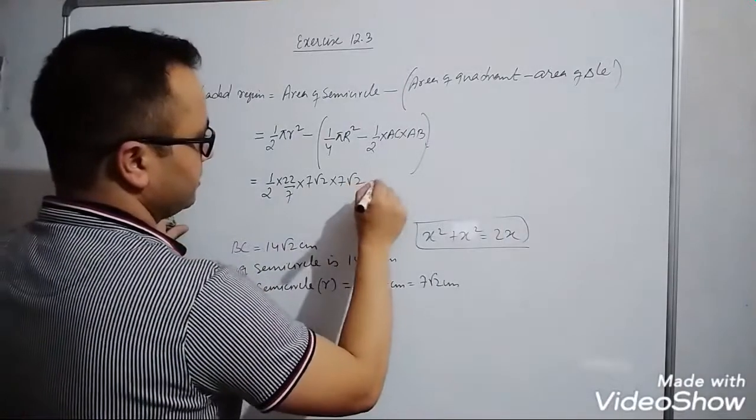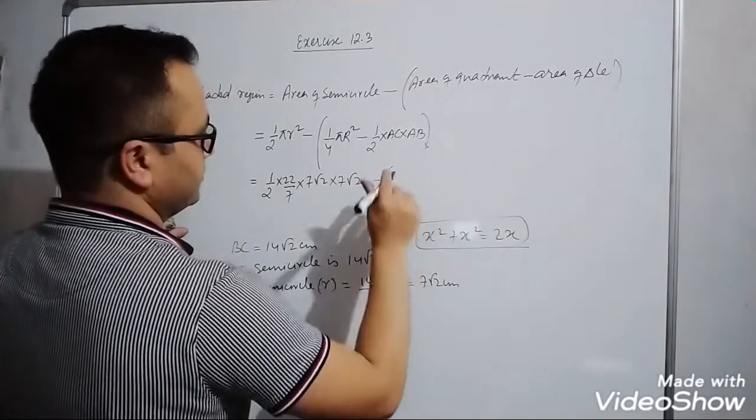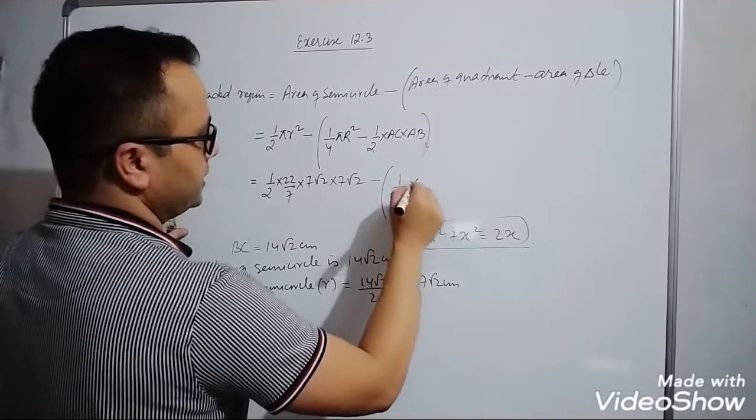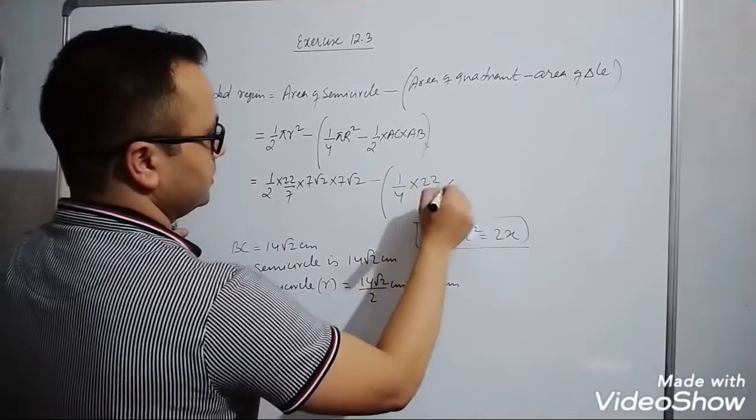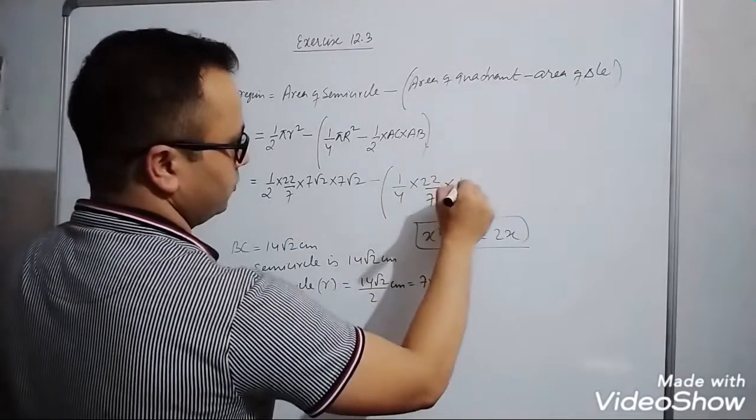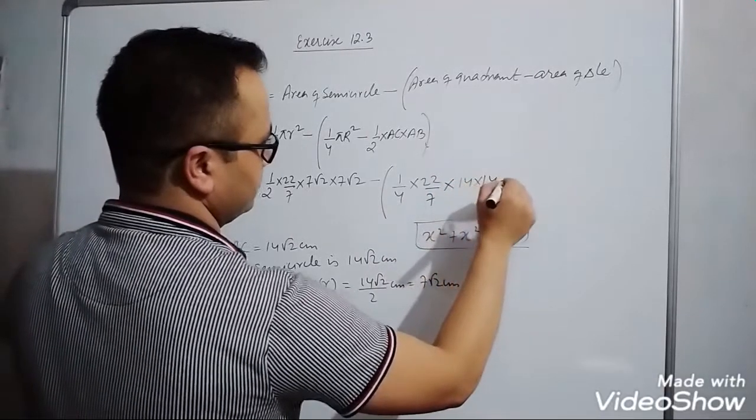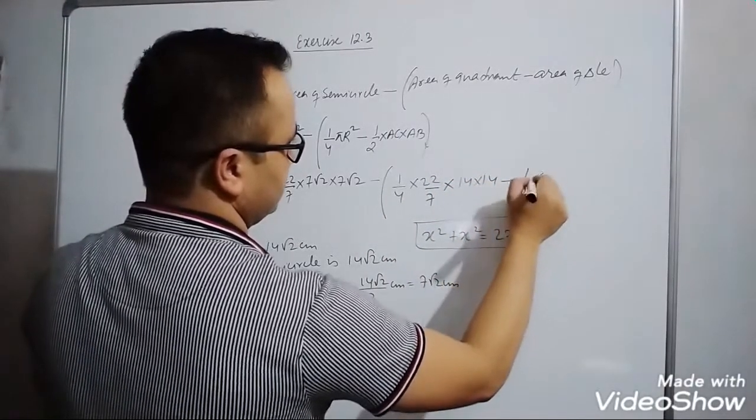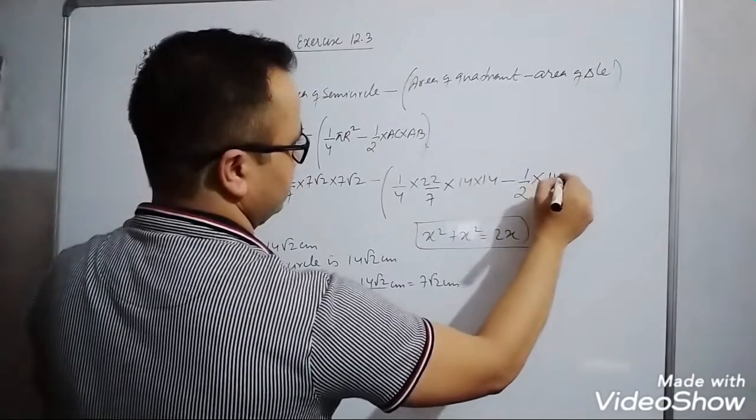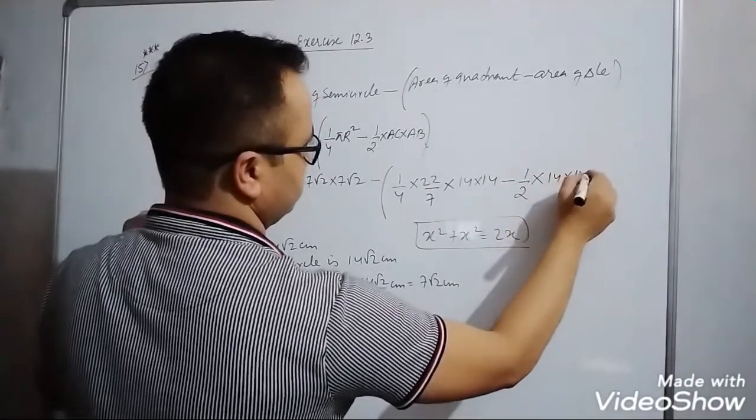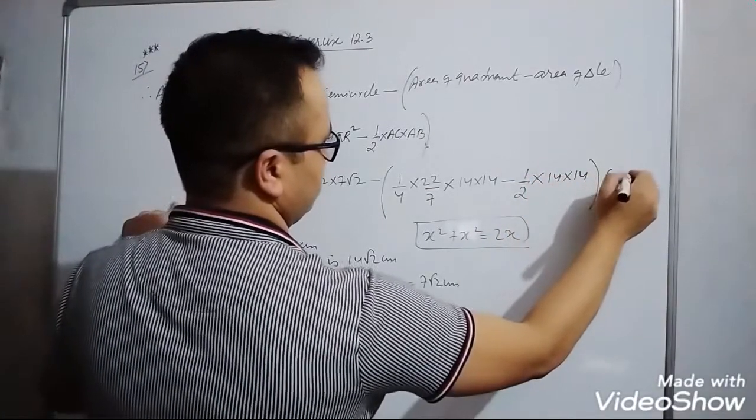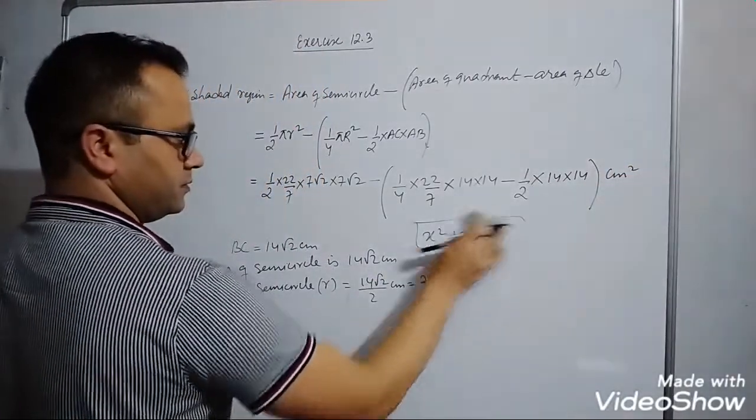Okay, now inside the bracket, 1 by 4. Now value of pi is 22/7. Then radius is 14 into 14 minus 1 by 2. The value of AC is 14. Value of AB also 14. Answer is in centimeter square.